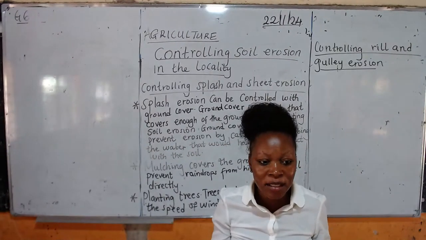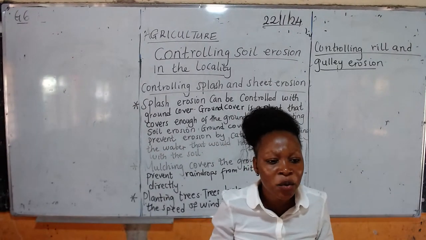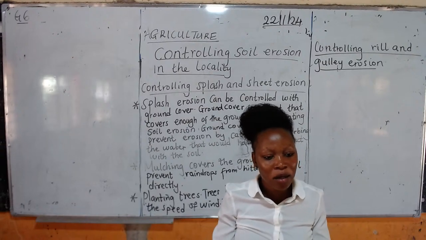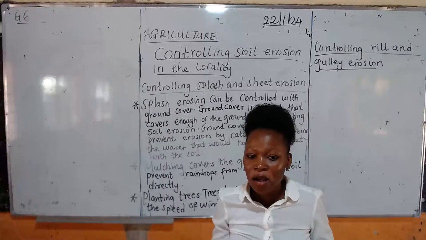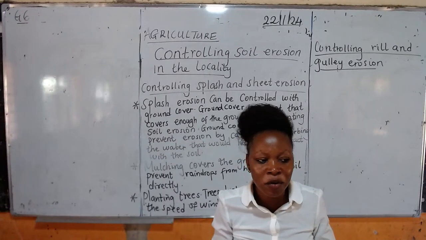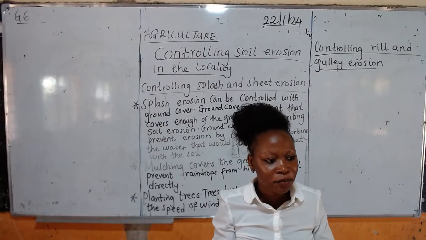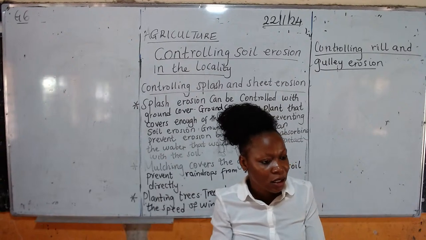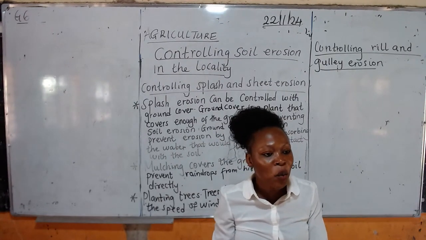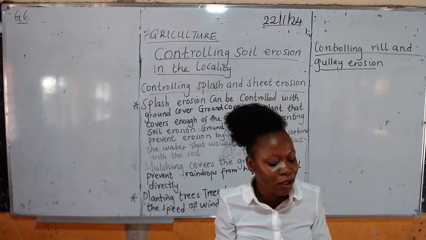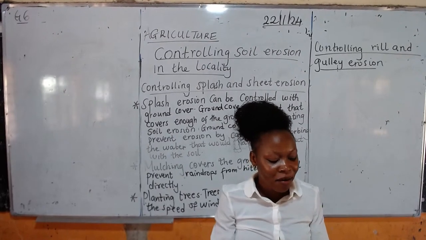Already, the small channels have been formed. What are you going to do with them? Or are you going to just leave them to develop into gully? What is this that you're going to do in order to prevent them? You can plant with trees or grasses. So we are saying that one way of controlling rill is by planting grasses, okay?